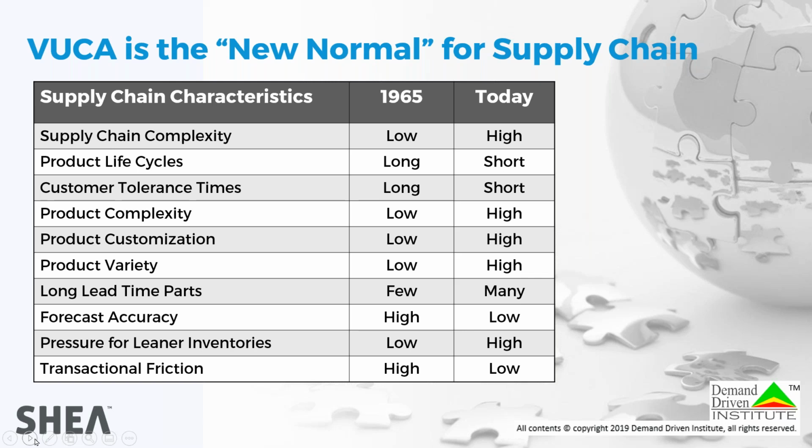Our customer tolerance times today are short. Product complexity, customization, and variety are all high. We have long lead time parts that we didn't have in 1965. Everybody is under pressure for leaner inventories. And of course, my favorite is transactional friction.